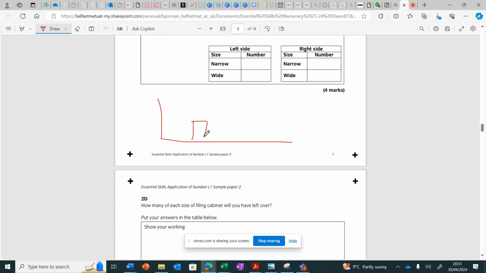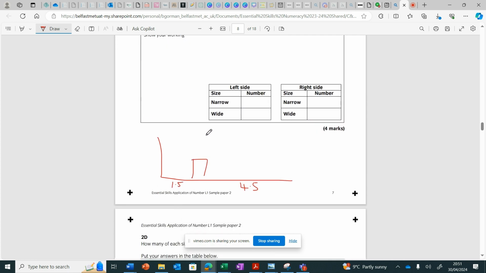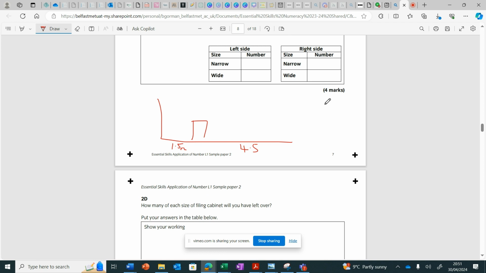We had a door, we had 1.5 meters there, and we had 4.5 there. So we'll put the narrow ones in first, and the narrow ones are 50 centimeters. Well, 1.5 meters, we need to change it to centimeters. I'm going to change 1.5. 1 meter is 100 centimeters. 1.5 is 150. 2 is 200. 3 is 300. 4 is 400. 4.5 is 450. And I'm interested in that one, and I'm interested in that one.